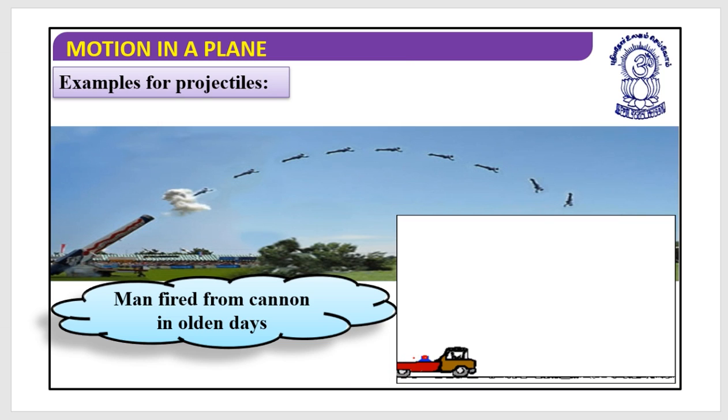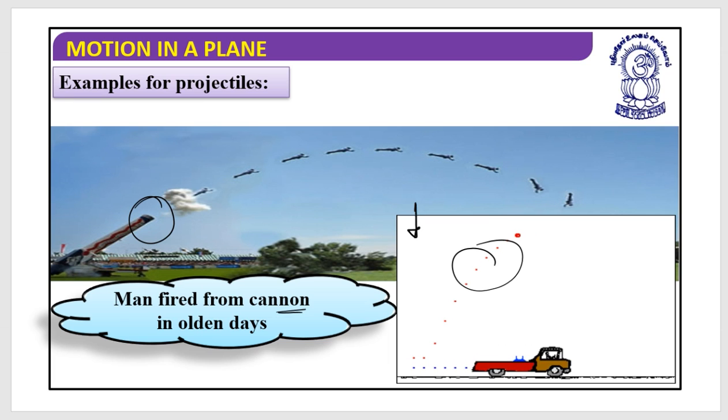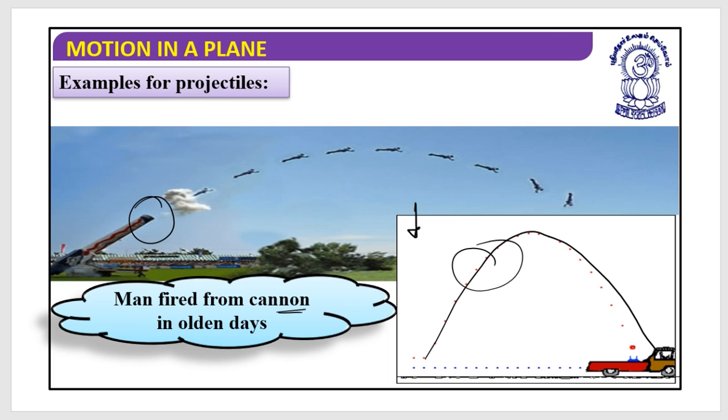One more, very interesting. First, look at this case: a man has been fired from a cannon. In olden days, to punish someone, they were fired from the cannon. And look at this, very interesting: a ball has been released from a truck, and the motion of this ball is something like this. It is projectile motion. I hope you understand this.